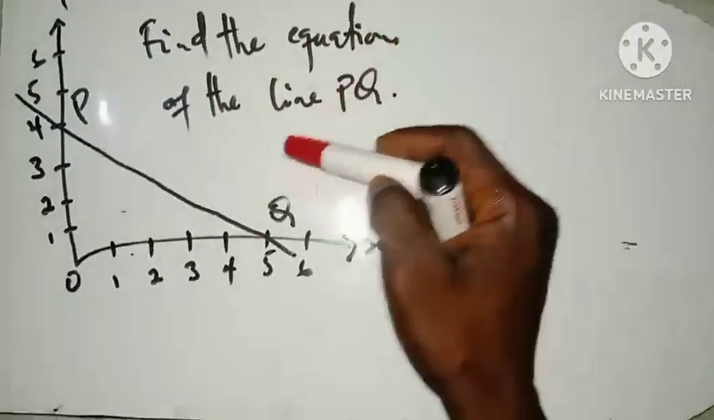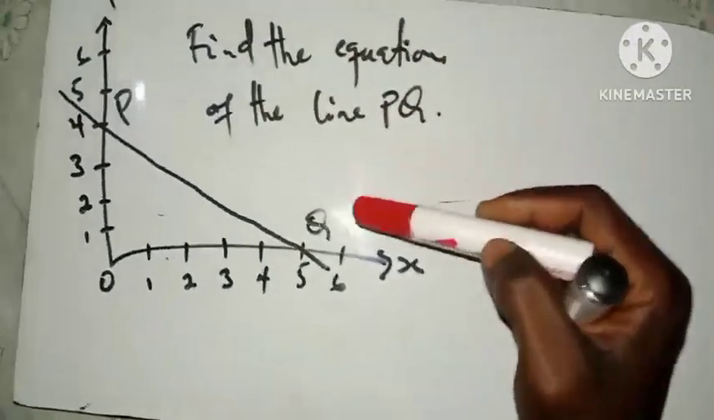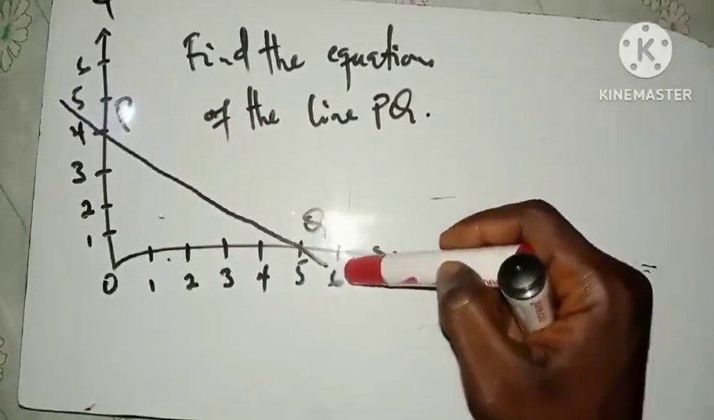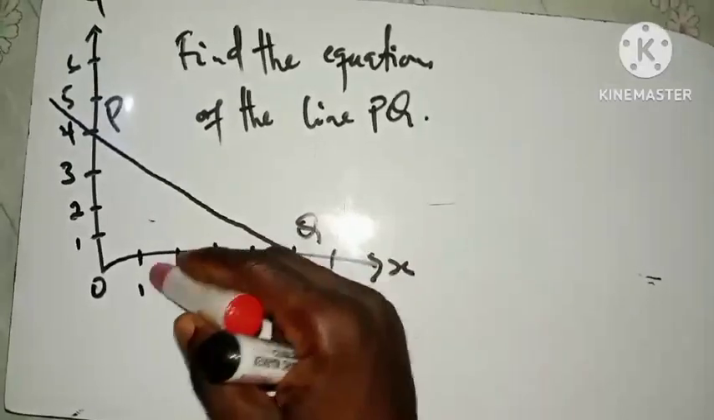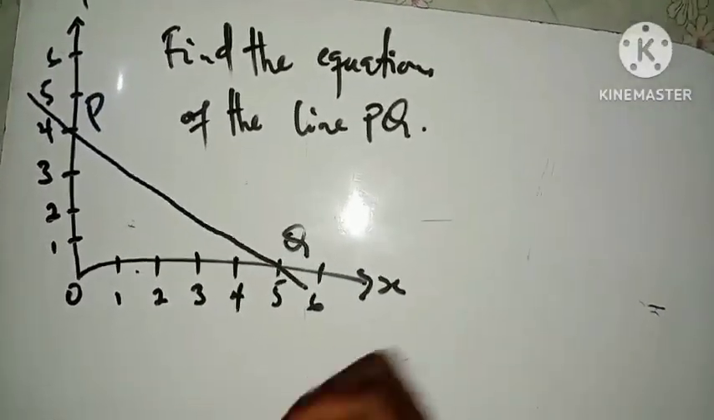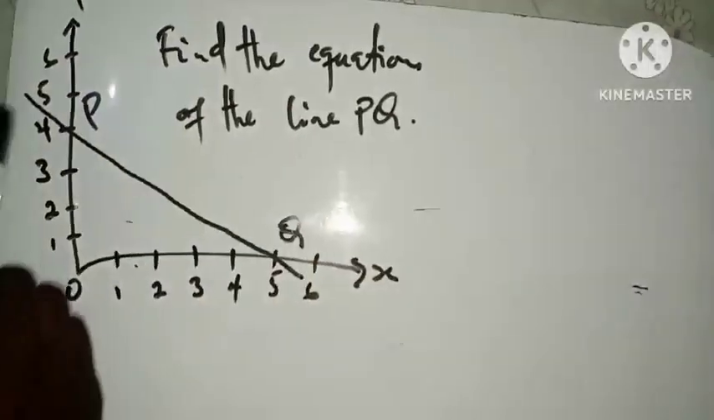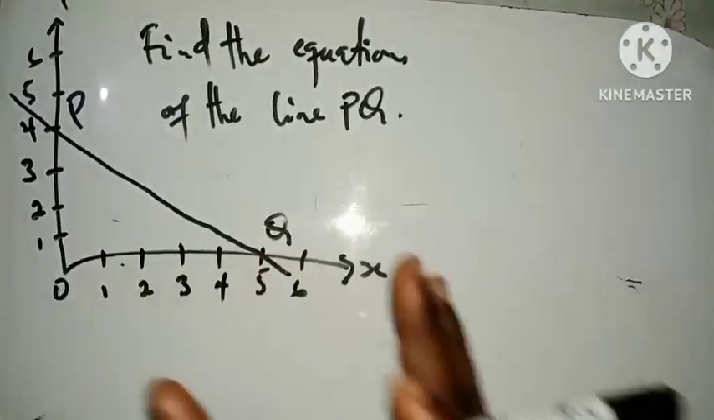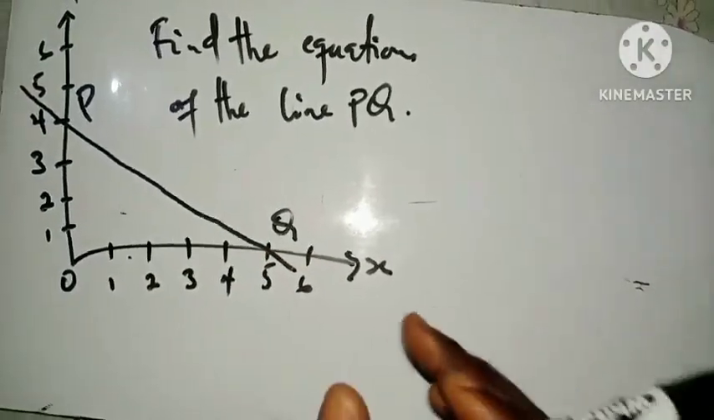Find the equation of the line PQ. Now this is the graph. You have a very beautiful graph here. But what we are trying to do here is find the equation of this particular line from P to Q, right? What does it mean? Have a look at the graph in a pictorial form.